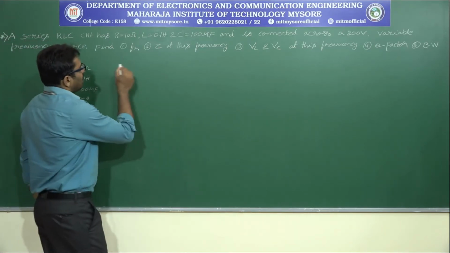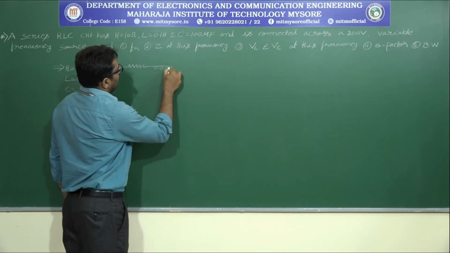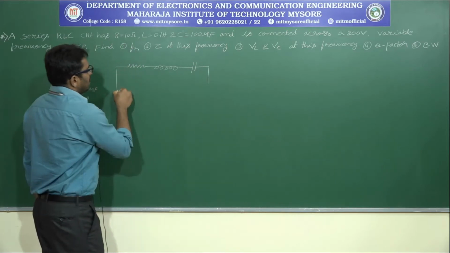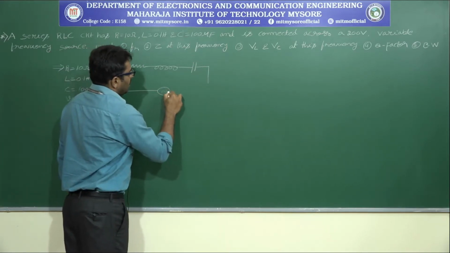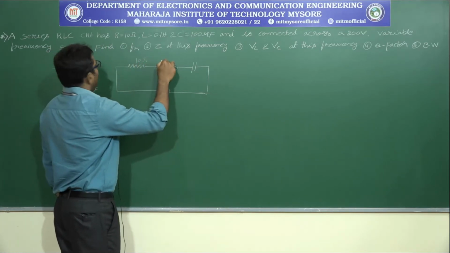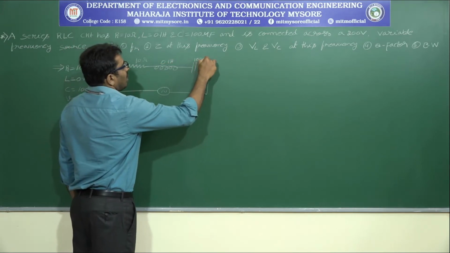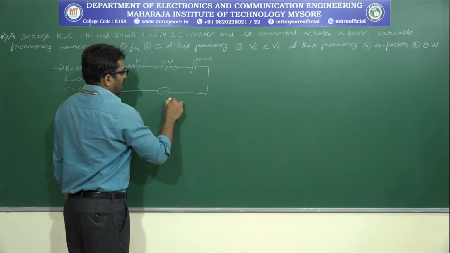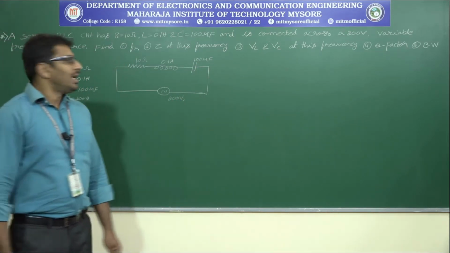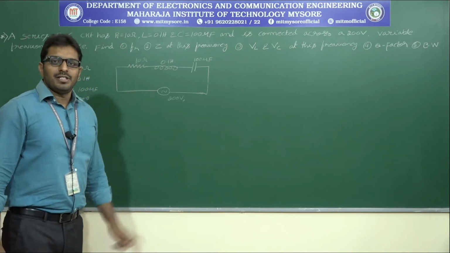First let me draw the series RLC circuit, R, L and C. All the three elements are connected in series across the variable supply. R value 10 ohm, L value 0.1 Henry, C value 100 microfarad, and supply value 200 volts. Is that clear? So what is the first part of the question? Find the resonant frequency for this circuit.